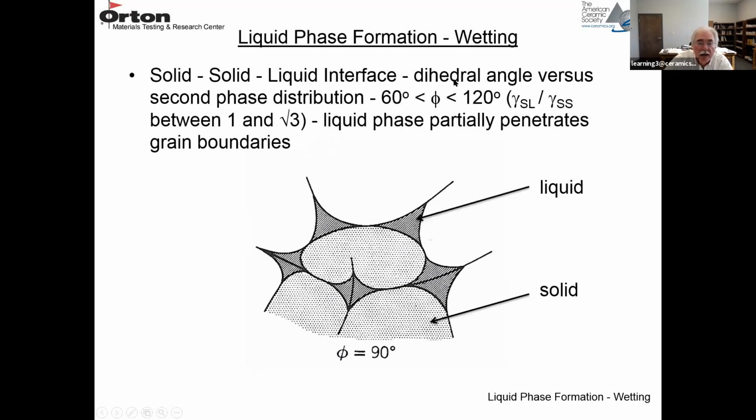If this dihedral angle is between 60 and 120 degrees, this ratio gamma SL over gamma SS is between 1 and the square root of 3. The liquid phase now starts to penetrate the grain boundaries. Here's an example at phi equals 90 degrees. So they're no longer isolated pockets of the slag. They're starting to penetrate the grain boundaries.